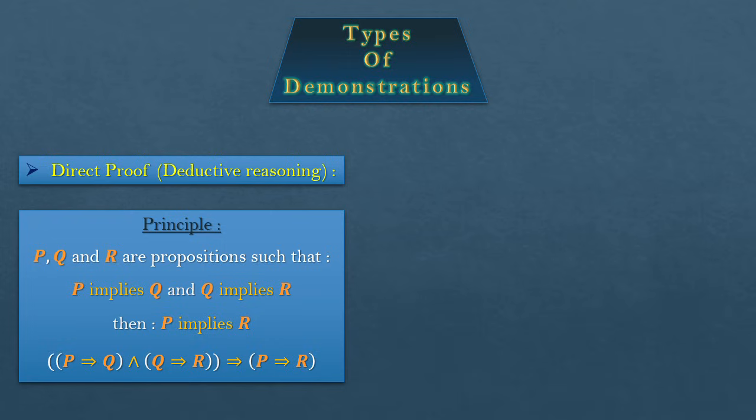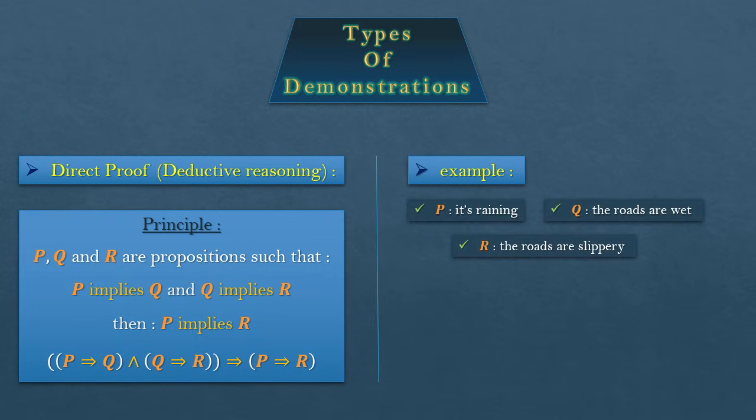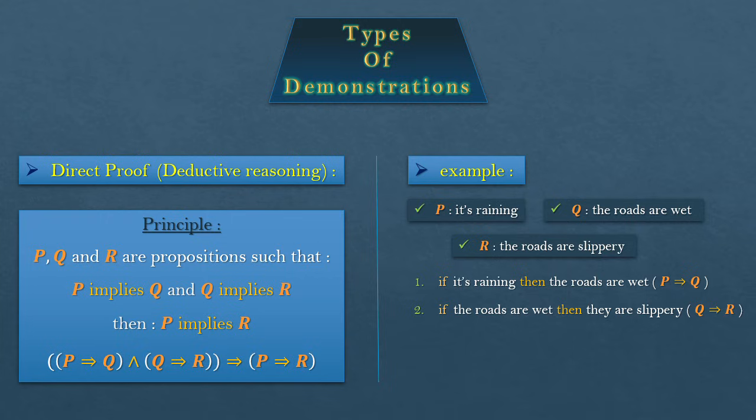We will now see an example of application of this kind of proof. So for a typical everyday life example, if the proposition P states that it's raining, and the proposition Q states that the roads are wet, and the proposition R states that the roads are slippery, then if we have the first statement that if it's raining then the roads are wet, and the second statement that if the roads are wet then the roads are slippery, we can assume that if it's raining then the roads are slippery. And here we have the conjunction between the 2 implications, P implies Q, and Q implies R, which implies that P implies R.